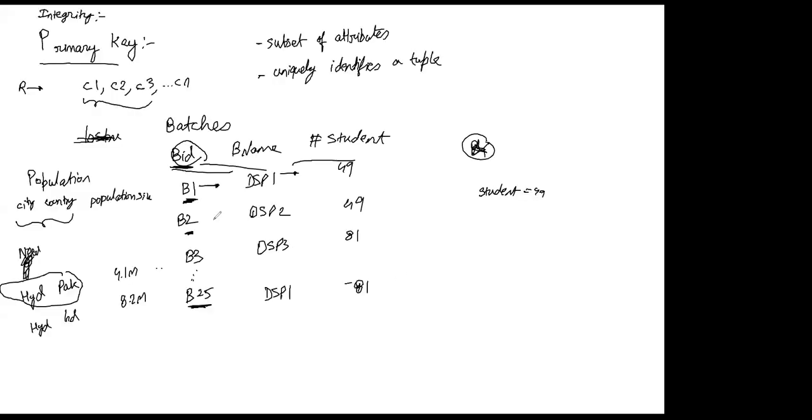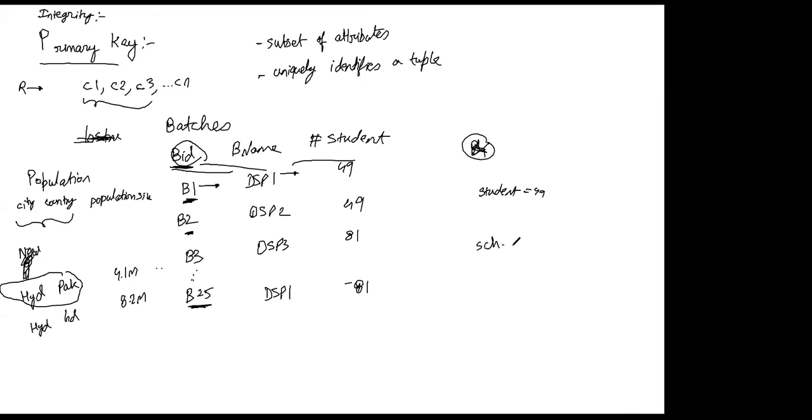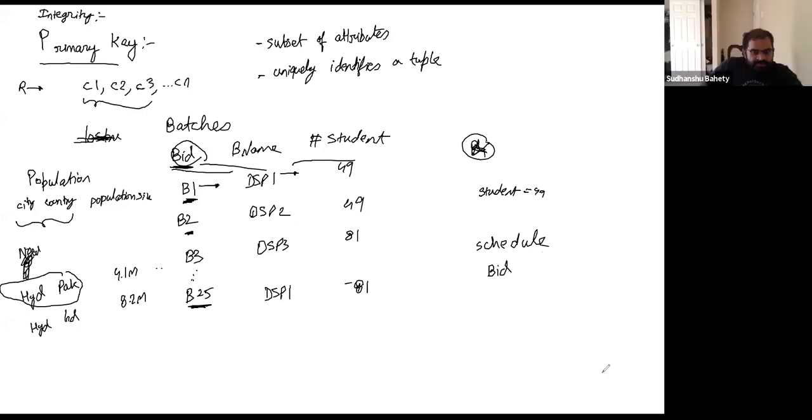Yes, sir. Like the BID works as a foreign key in the schedule table, because we are referencing the batches from some other table where we stored the features of the batch. Yeah, that's a good point. That's exactly what the premise is. Anybody want to add anything?